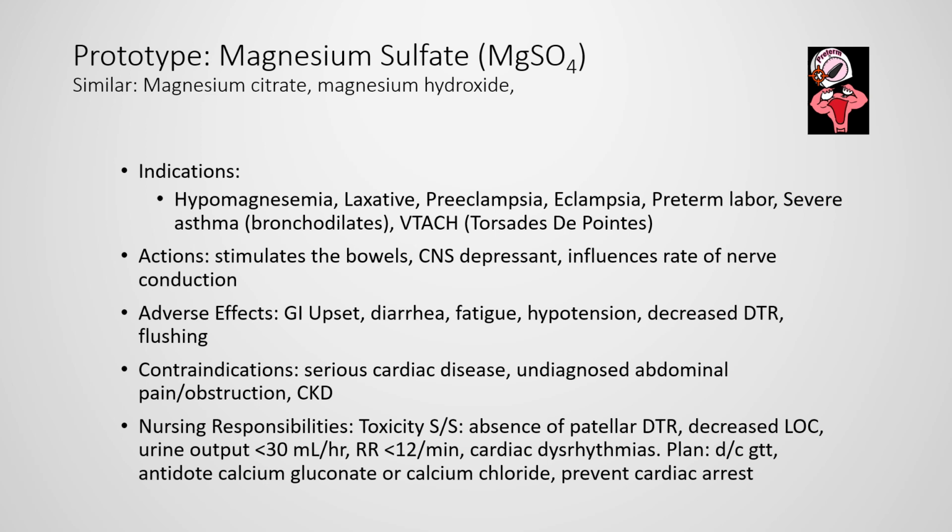And magnesium sulfate is the treatment for that term you've heard before, torsade de pointes, which is a type of VTAC, ventricular tachycardia, from a prolonged QT. So if we know someone has torsade de pointes from a prolonged QT, from multiple drugs that have prolonged the QT, the treatment is IV magnesium.